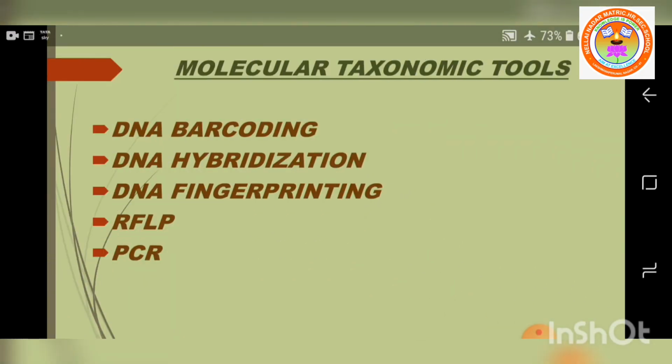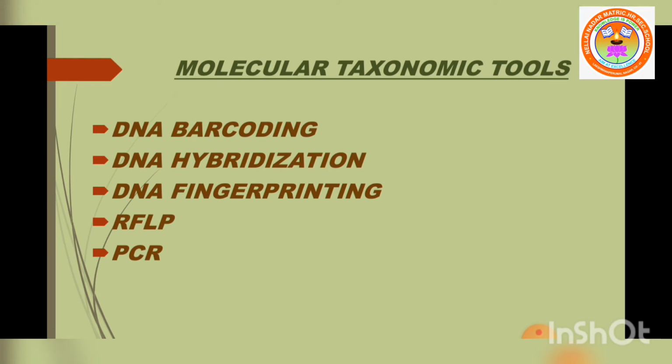Next, molecular taxonomic tools. Technological advancement has helped to evolve molecular taxonomical tools from classical tools to molecular tools. The accuracy and authenticity is more significant in the molecular tools. What are the methods used at the molecular level? DNA barcoding, DNA hybridization, DNA fingerprinting, RFLP, and PCR.